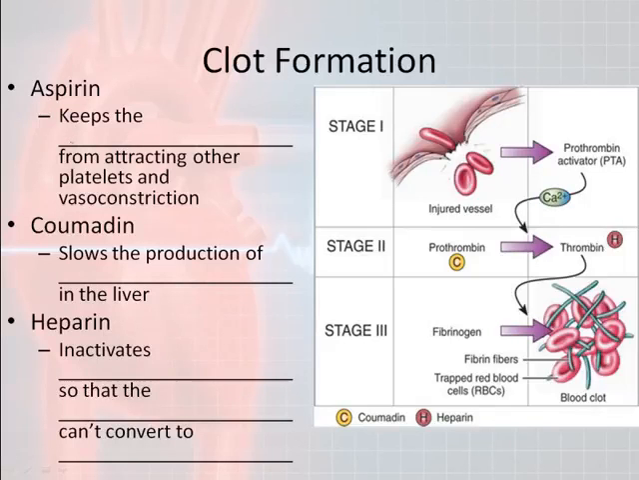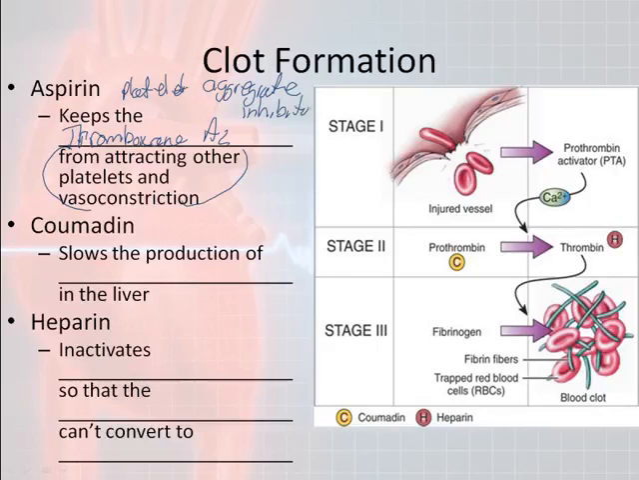Well, basically, aspirin keeps the thromboxane A2 from attracting other platelets and causing vasoconstriction. So basically, aspirin is a platelet aggregate inhibitor. So it prevents the aggregation of the platelets from collecting to try to build a platelet plug. It prevents them from coming together.